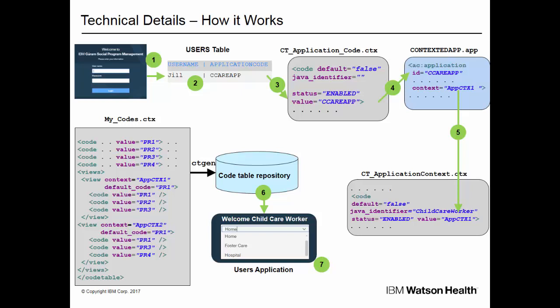Next, when a page loads, the code and descriptions for the user context are retrieved from the database and shown in the drop-down on the page. In the example on this slide, PR1 is defined as the default code for the appctx1 context. Finally, the user selects a description, and the associated code is returned as normal.